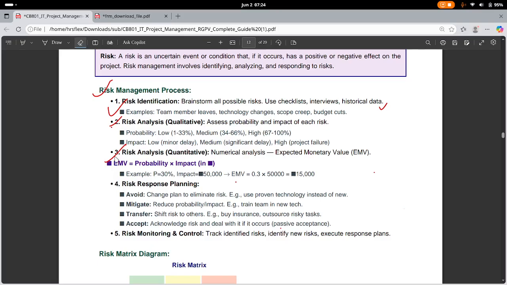Now if you have responded also, then you need to check whether it helped you or not. So risk monitoring and control is also important. Track identified risk, identify new risk, execute response plans. इसको execute करना भी ज़रूरी है.